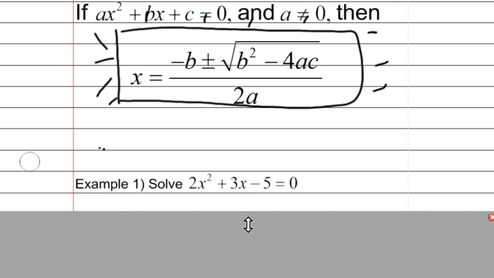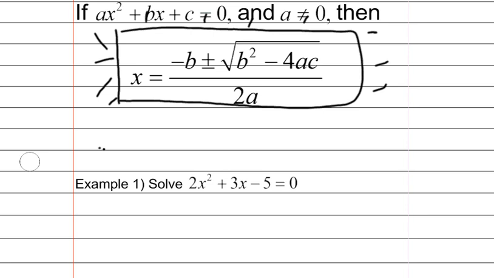This one you could actually solve by factoring, but I'm going to start off with an easy one so we can get easy numbers at the end, and then we'll move on to see why we actually need to use the quadratic formula. First of all, we want to have ax squared plus bx plus c, so a equals 2, b equals 3, and c equals negative 5 for this problem.